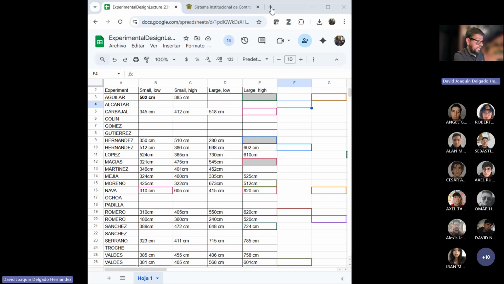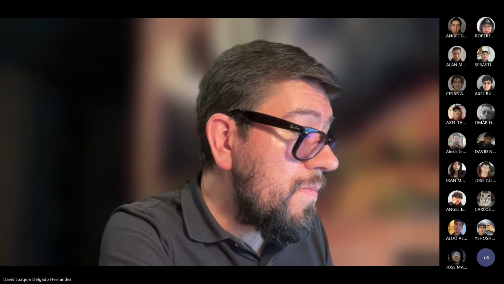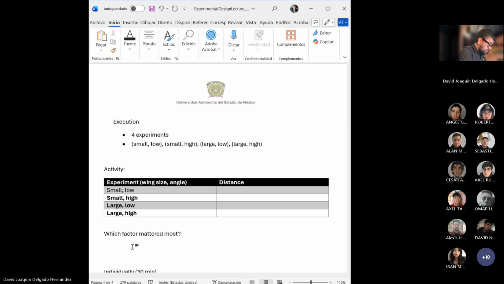So let me share again the Word. Okay, so the two, let's write down here, the two variables matter. Wing size and angle. Okay.